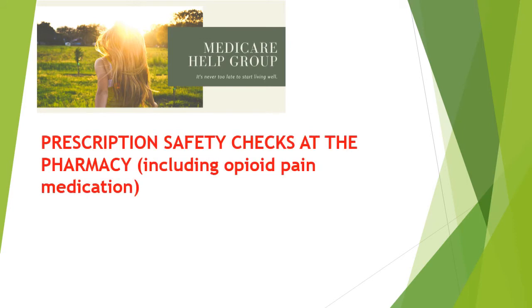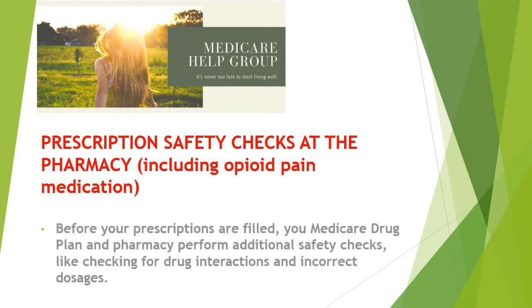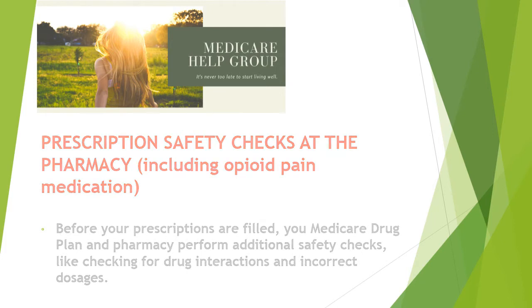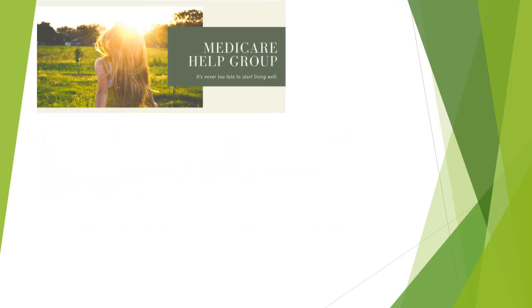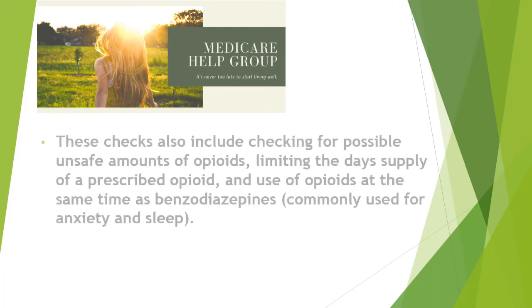Prescription safety checks at the pharmacy, which includes opioid pain medication. Before your prescriptions are filled, your Medicare drug plan and pharmacy perform additional safety checks, like checking for drug interactions and incorrect dosages. These checks also include checking for possible unsafe amounts of opioids, limiting the day's supply of a prescribed opioid, and use of opioids at the same time as benzodiazepines, which are commonly used for anxiety and sleep.